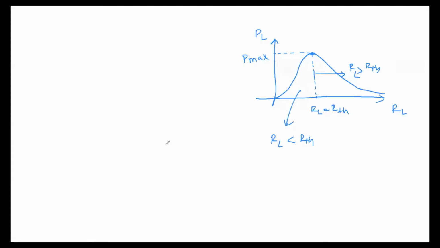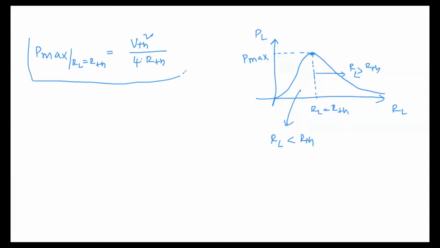Now, what is the maximum power you got? P maximum. This is the important equation, guys. P maximum at RL equal to RTH is equal to VTH square divided by 4 RTH. So that's it. This is the important formula, guys. Just remember.